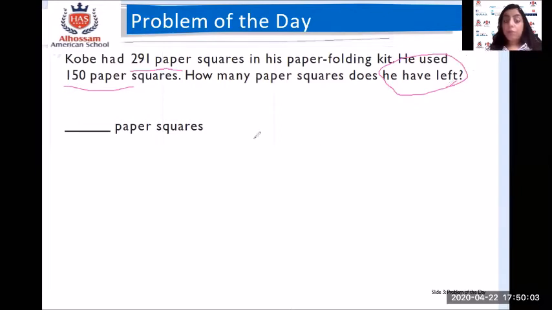So here I have to subtract, right? I'm going to say 291 minus 150 to get how many paper squares he has left. 1 minus 0 equals 1. And 9 minus 5 equals 4. And 2 minus 1 equals 1. So the answer is 141. Thank you, Janjuna. You're super duper.